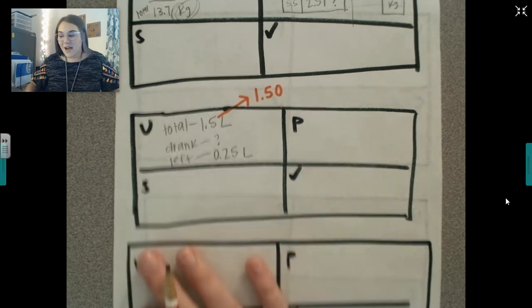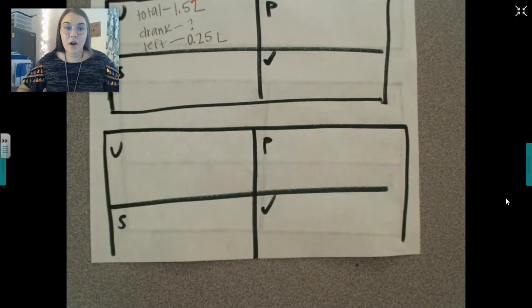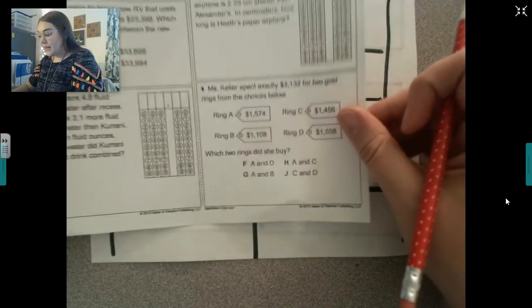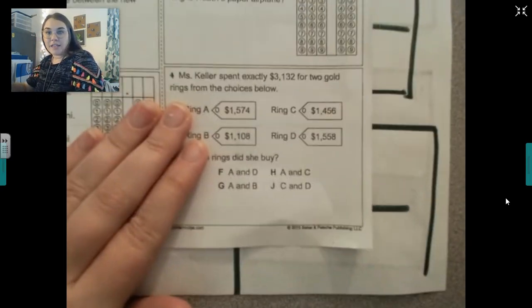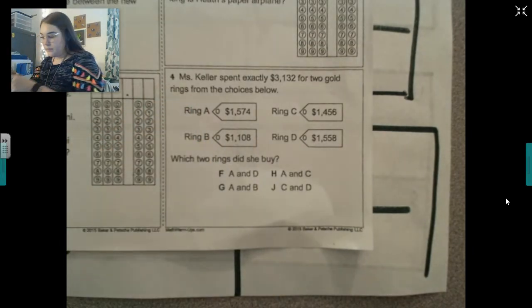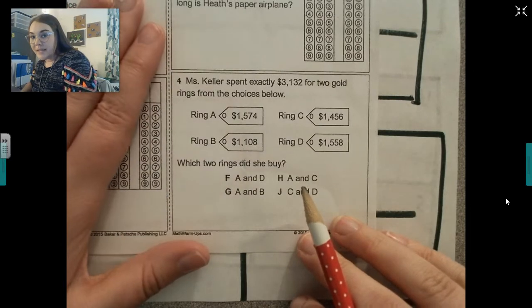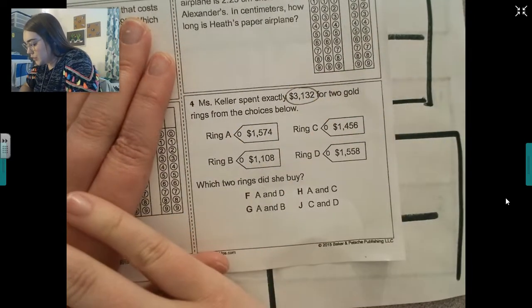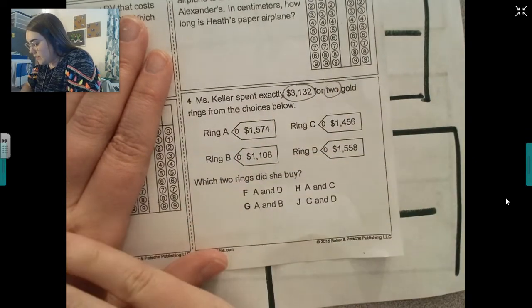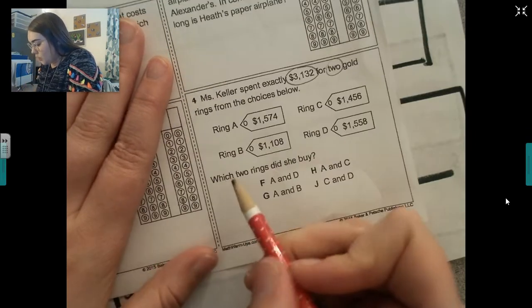All right, we've got one more, and yes, it is kind of hard, but I think that you can do it. I am going to help you by circling some things for you and talking you through it. Okay, Miss Keller spent exactly $3,132 for 2 gold rings from the choices below. Which 2 rings did she buy?